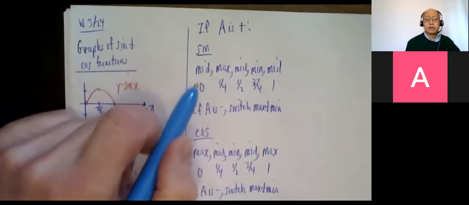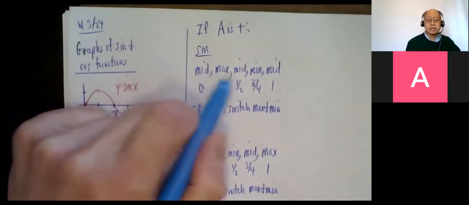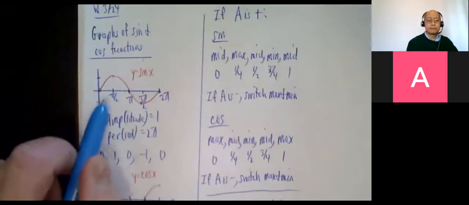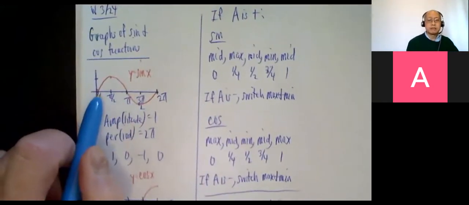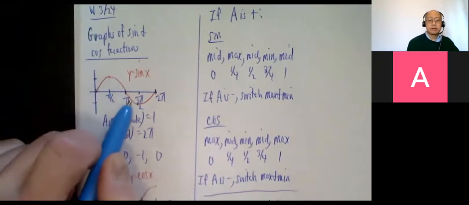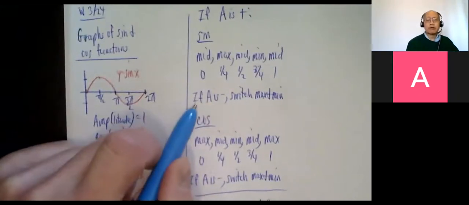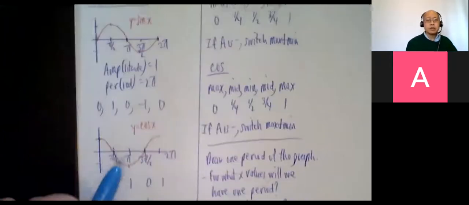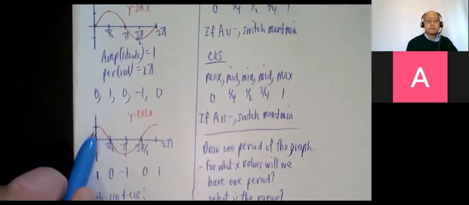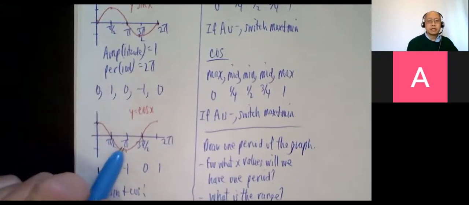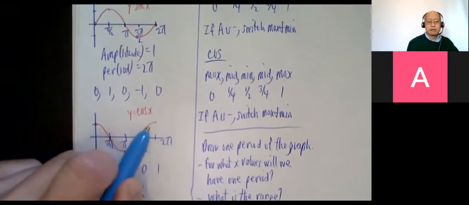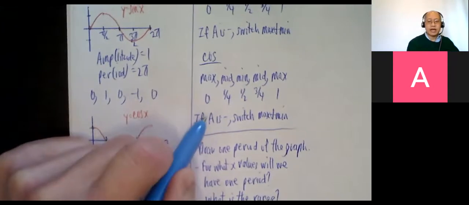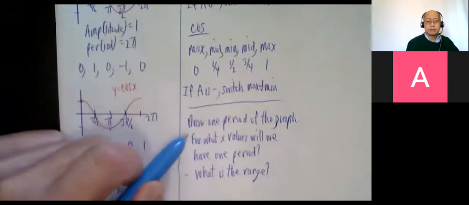Okay, sine goes midline, maximum, midline, minimum, midline. The most general cases like this: midline, maximum, midline, minimum, midline. However, if A is negative, switch max and min. Cosine, maximum, midline, minimum, midline, maximum. Again, if A is negative, switch max and min.